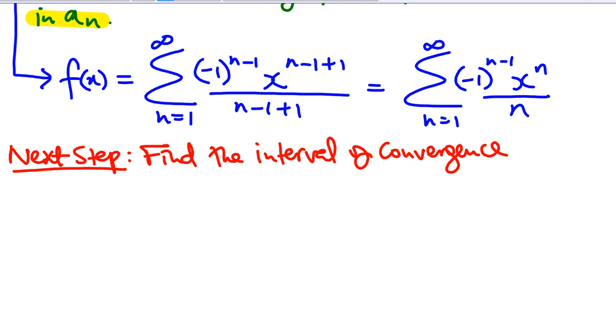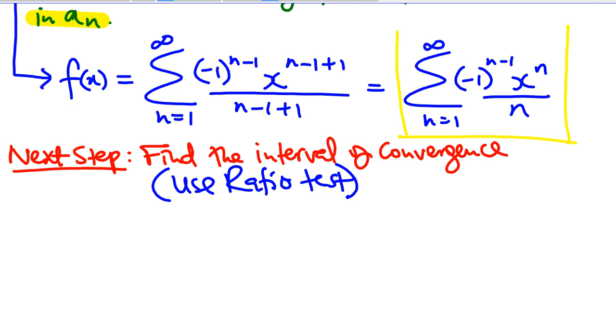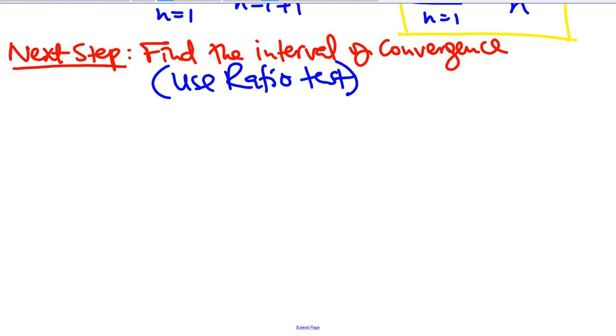And how do we find that? We use the ratio test. Okay, so you're going to use the ratio test, and that's why I was simplifying s sub n here, so that it's easier to use the ratio test. Anyway, let's carry on.